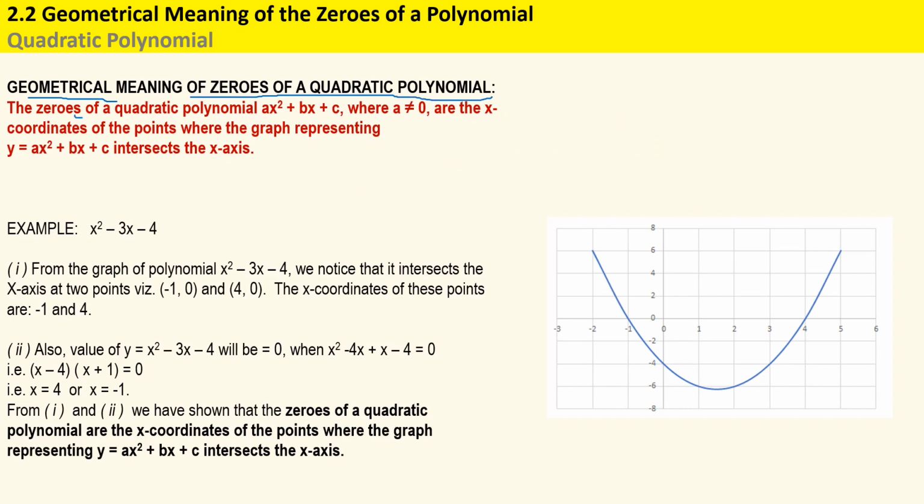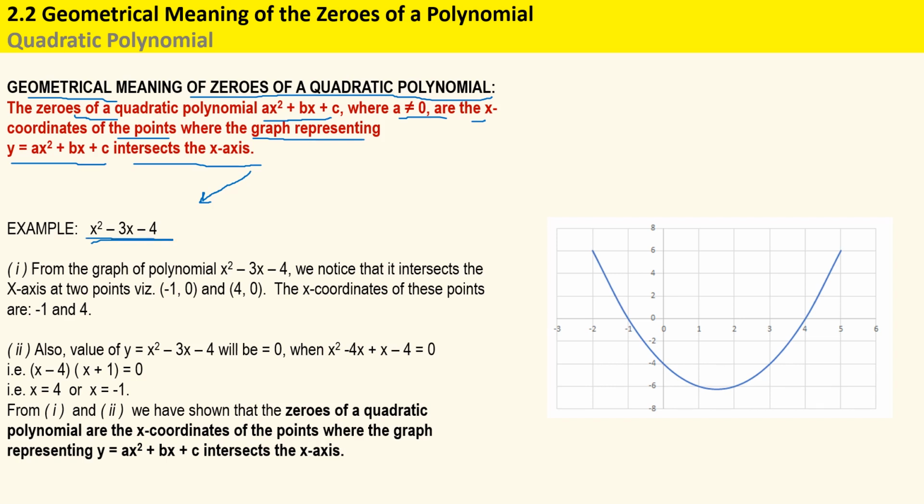The zeros of a quadratic polynomial ax squared plus bx plus c, where a is not equal to 0, are the x coordinates of the points where the graph representing y equals ax squared plus bx plus c intersects with the x-axis. And we can show this by taking an example. Let's say the example is x squared minus 3x minus 4. Let's say this is the given polynomial.